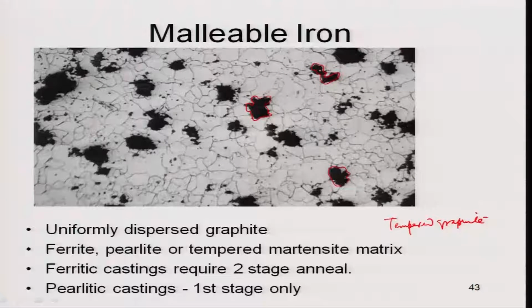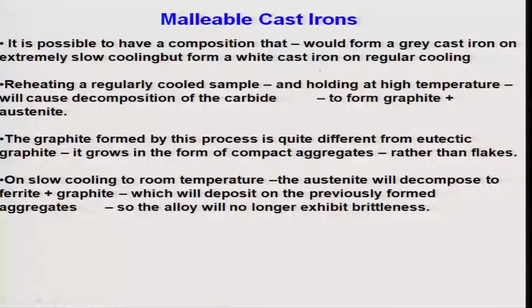Ferrite castings, obviously, are made by annealing, which we will discuss in detail now. Ferrite requires a 2-stage annealing process, pearlite requires a 1-stage annealing process. So, let us first discuss how it is possible to have a composition that would form a grey cast iron on extremely slow cooling, but form a white cast iron on regular cooling, as we have seen.